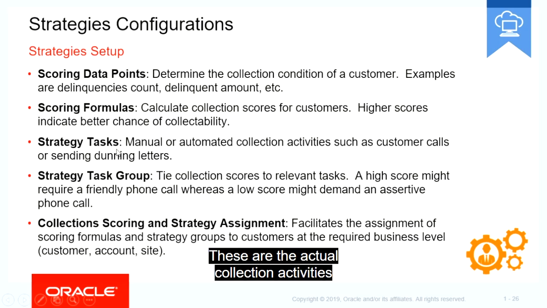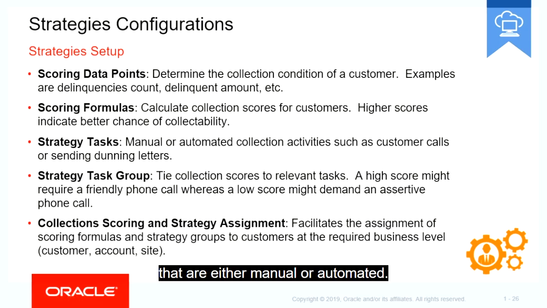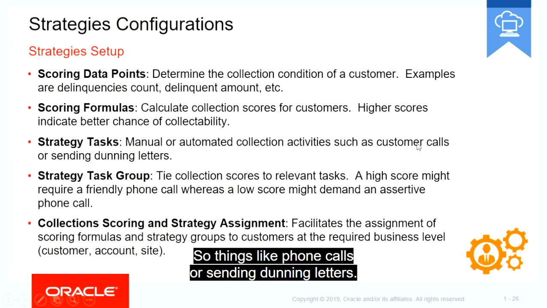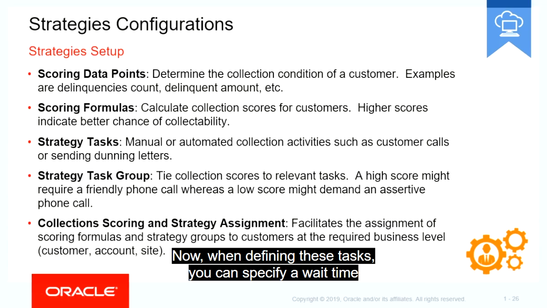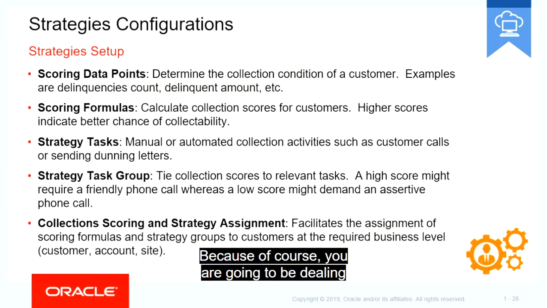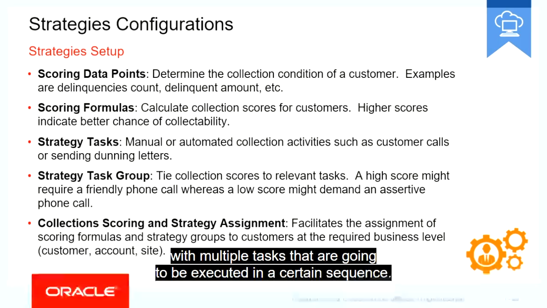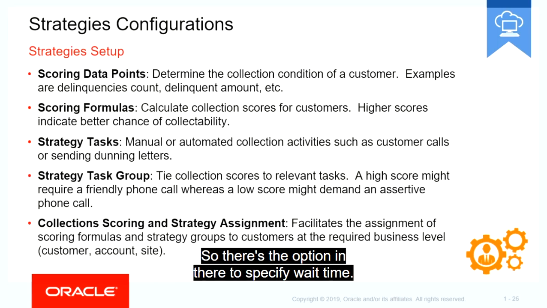Now, there's the strategy tasks. These are the actual collection activities that are either manual or automated. So things like phone calls or sending dunning letters. Now, when defining these tasks, you can specify a wait time between one task and another, because of course you are going to be dealing with multiple tasks that are going to be executed in a certain sequence. So there's the option in there to specify wait time.